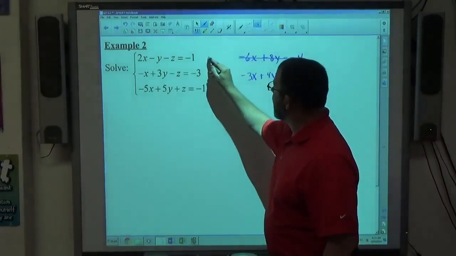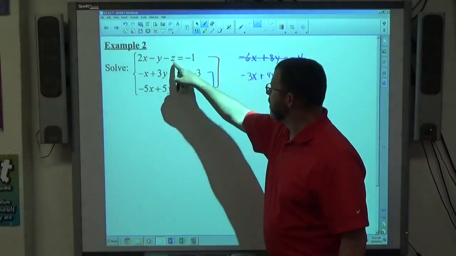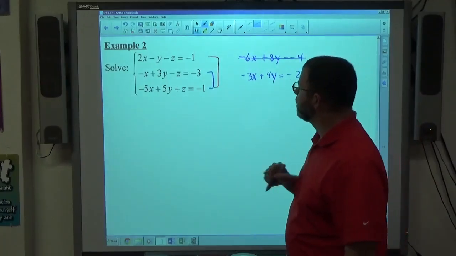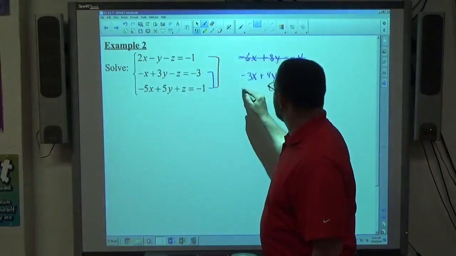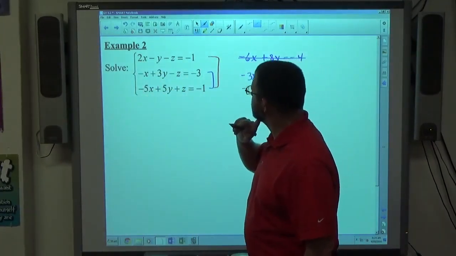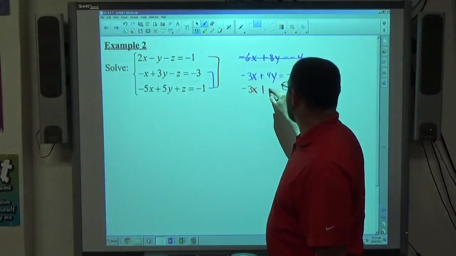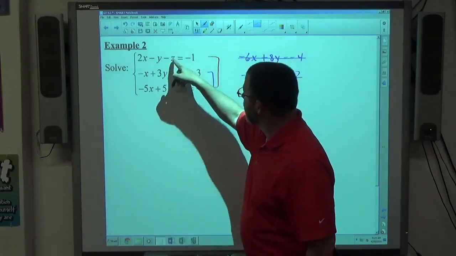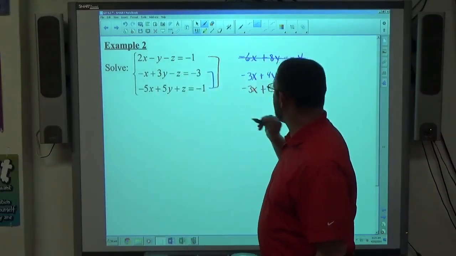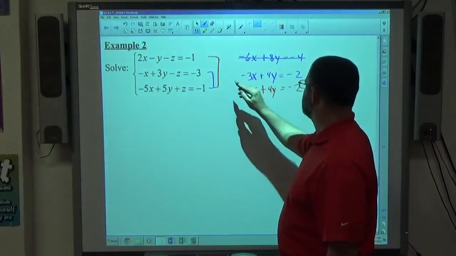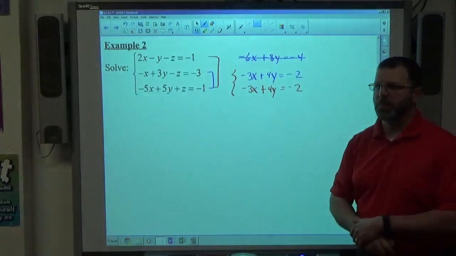If I combine the top equation with the bottom equation, negative z and positive z are going to cancel again. 2x minus 5x is negative 3x. Negative y and positive 5y make positive 4y. Negative z plus z cancels, and negative 1 minus 1 equals negative 2. There's my system of equations.